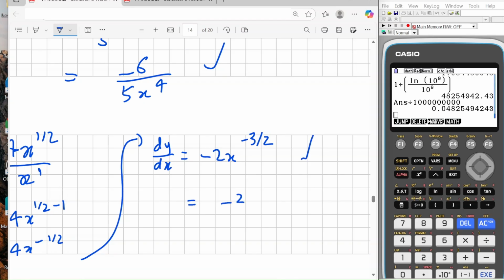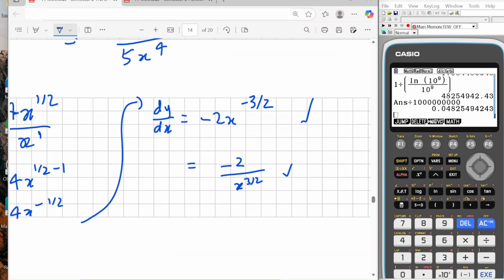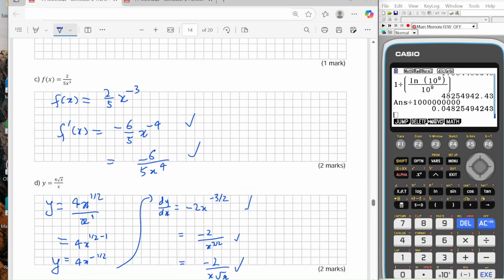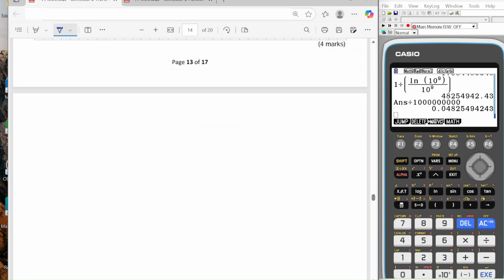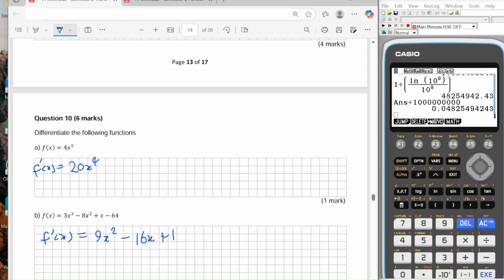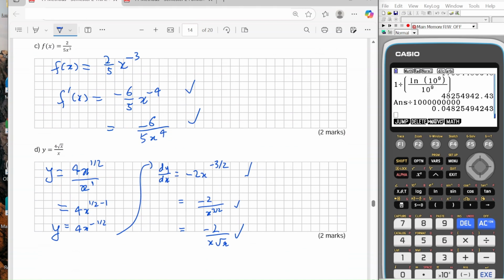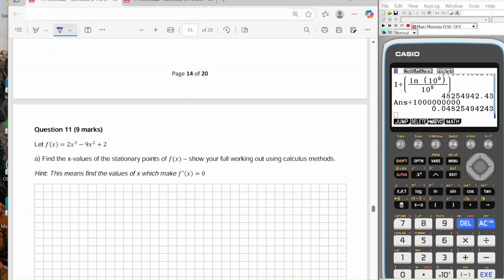If you want, you could write it as minus 2 over x to the 3 halves, which I'd also be happy with. If you want to get extra fancy, minus 2 over x root x, which I'd also be happy with. Okay, in the year 12 exam, it has this extra bit that says don't simplify. So generally you just get the derivative and immediately stop. You don't bother simplifying it down. In this exam, I didn't put that just because I didn't want to stop you from simplifying if you wanted to.